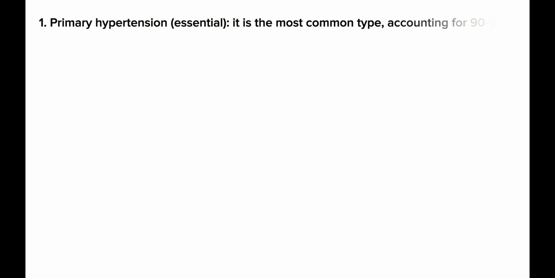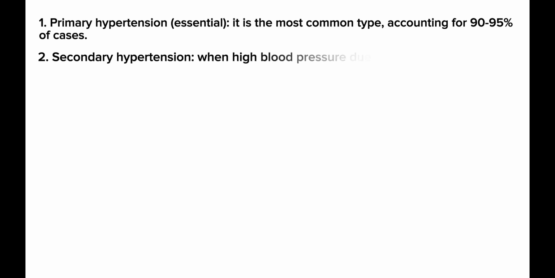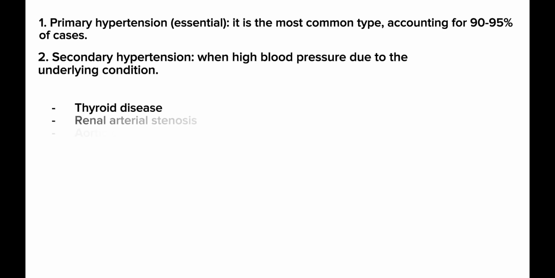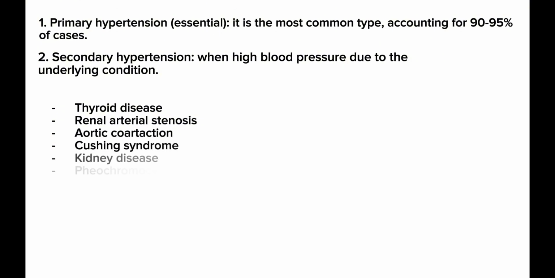Primary hypertension, or essential hypertension, is the most common type of hypertension, accounting for 90 to 95% of cases. It has no identifiable cause. Secondary hypertension occurs when high blood pressure is caused by an underlying condition, like thyroid disease, renal artery stenosis, aortic coarctation, Cushing syndrome, kidney disease, pheochromocytoma, aldosteronism, drug-induced and sleep apnea.